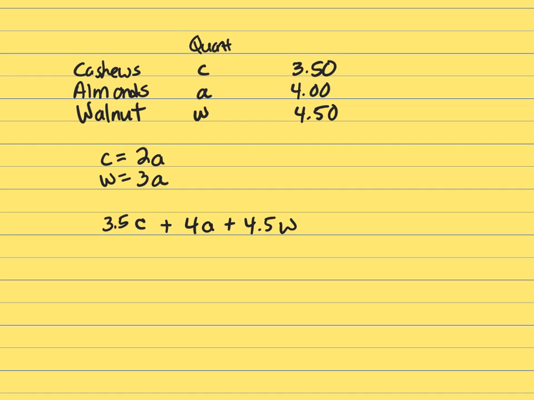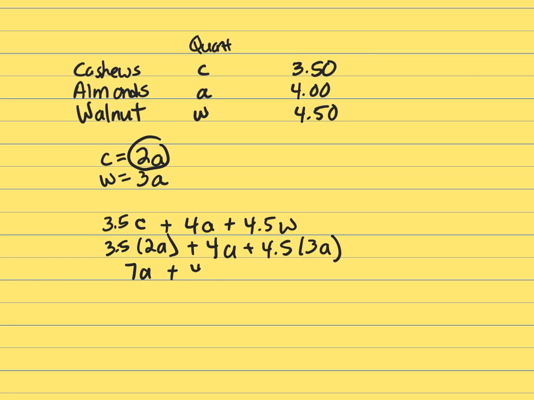So what's another name for C? Another name for C is 2A. So that's 3.5 times 2A, plus 4 times A, plus 4.5 times W, which is 3A. So that's going to be 7A plus 4A plus 4.5 times 3. 3 times 5 is 15. That's 12. That's 13. 13.5A.